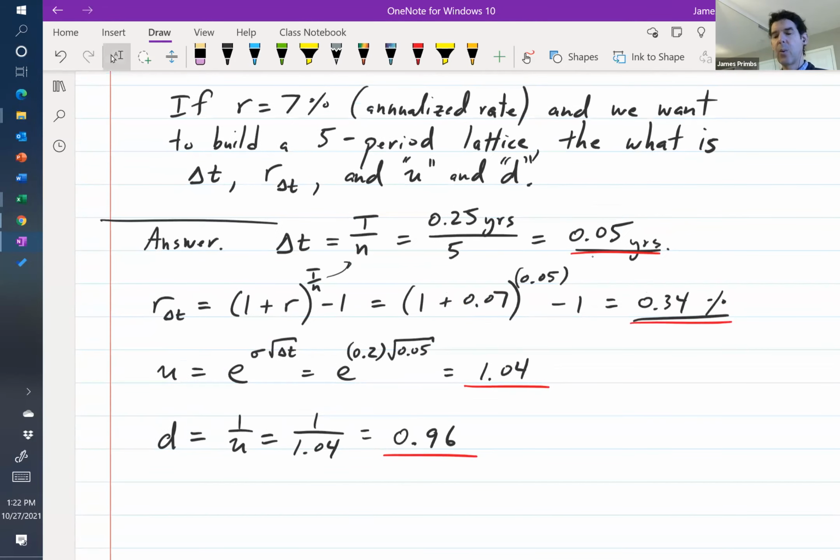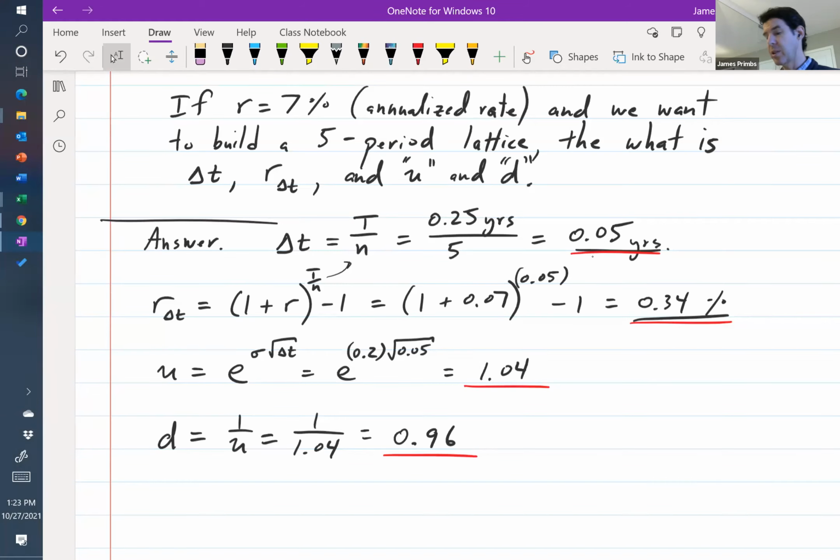Right. So then once I have all these, the per period interest rate and the up and the down parameters, I just go back to my standard binomial lattice pricing. Because that's all we needed. We needed U, D, and a per period interest rate. All right, so this really ends the material on the binomial lattice.